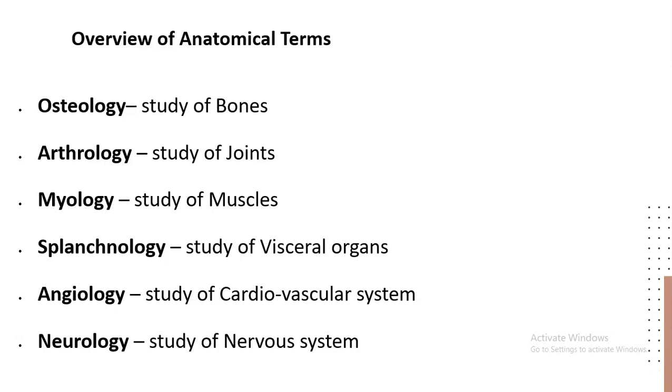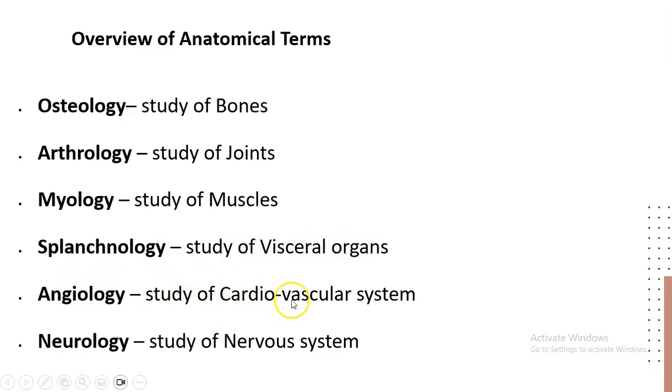As a result of this, we are going to run through some anatomical terms which we need for this course. One of them is osteology, which has to do with the study of bones; arthrology, which is the study of joints; myology, which is the study of muscles; splanchnology, which is the study of visceral organs. You know what visceral organs are? Those organs that are within the abdominal cavity.